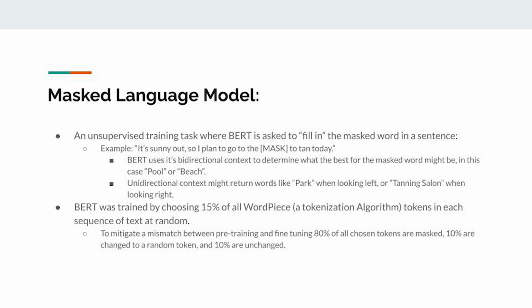Sentences were tokenized using the WordPiece tokenization algorithm. 15% of all tokens in a sentence were masked at random. 80% of masked tokens were just labeled as masked, where 10% were changed to a random token and 10% were unchanged. This was done to mitigate a mismatch between the pre-training exercises and the fine-tuning exercises that we'll talk about later.